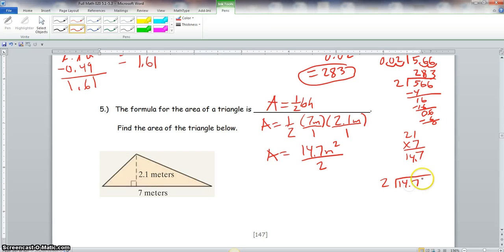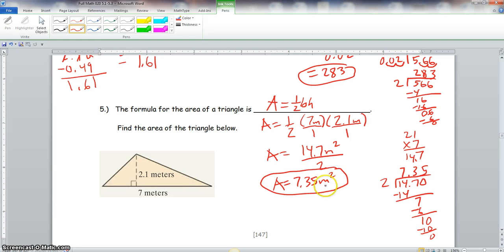2 into 14.7, we'll add a 0 here. 2 goes into 14 7 times. 14 minus 14 is 0, so we know we'll bring down our 7 and bring up our decimal here. 2 goes into 7 3 times. 3 times 2 is 6. 7 minus 6 is 1. Bring down your 0. 2 goes into 10 5 times. 5 times 2 is 10, and we have no remainder. So our area is 7.35 square meters. And like I told you all before, whenever you're dealing with area, your units of measure is always squared.